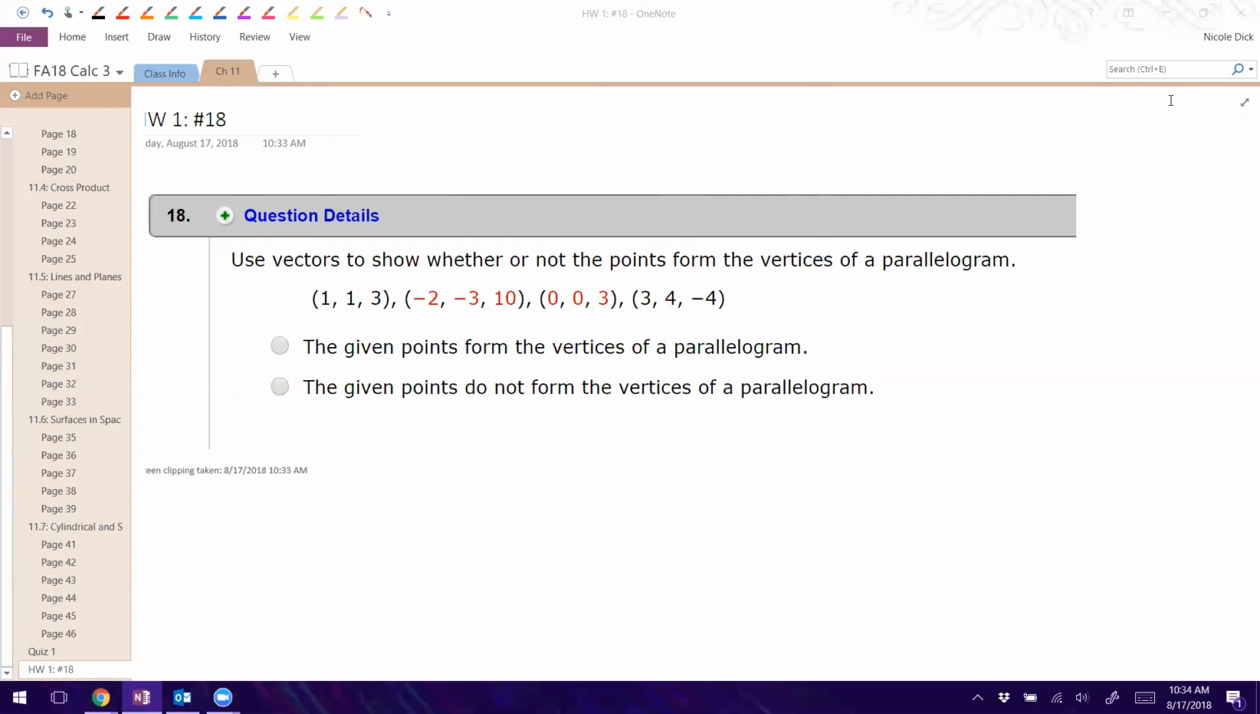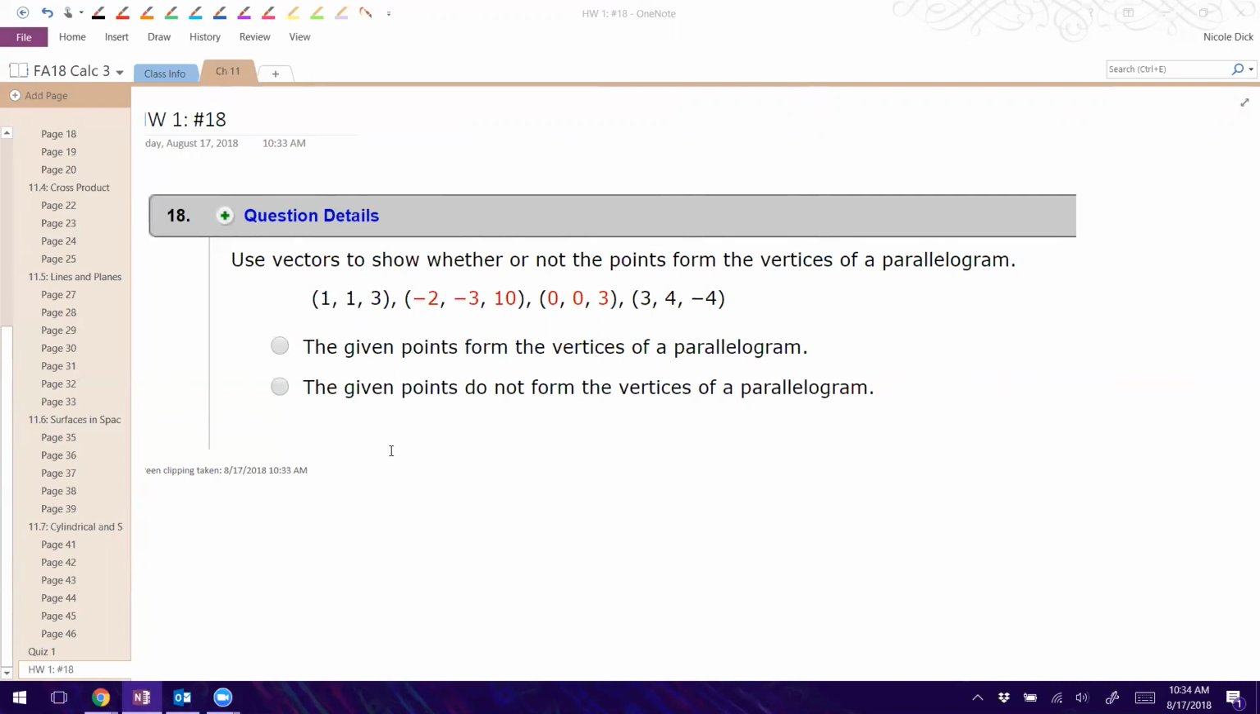Okay. So for number 18, it says use vectors to show whether or not the points form vertices of a parallelogram. Then they give us some points. Either they do or they don't. So you can kind of guess and see what it gets to. But Russell suggested just plotting points, right? And that would work okay too.